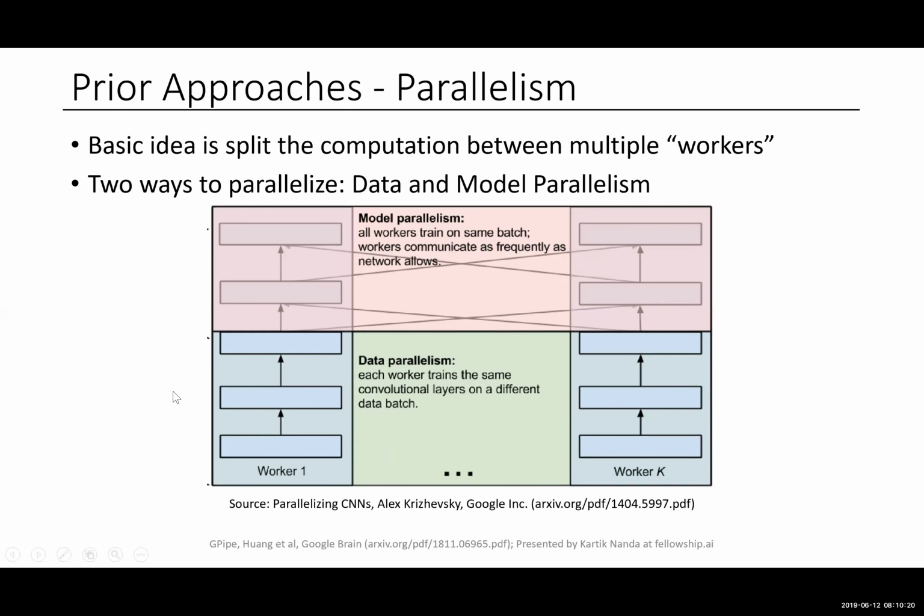And then the question is, how is the compute, the total computation, distributed amongst all of these workers? There are two main ways. One is data parallelism.